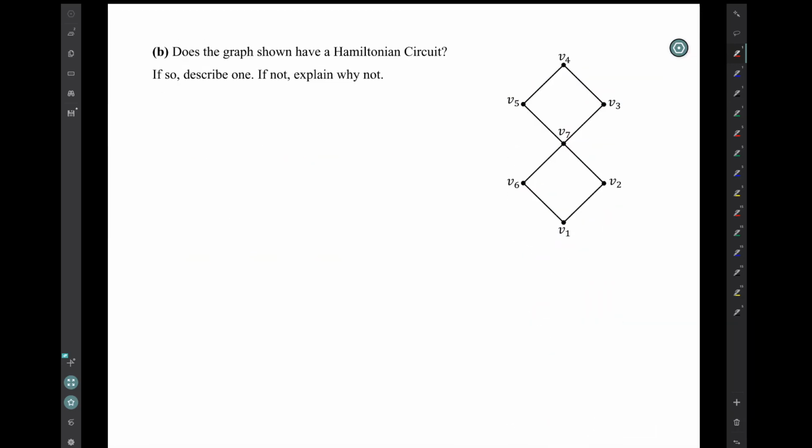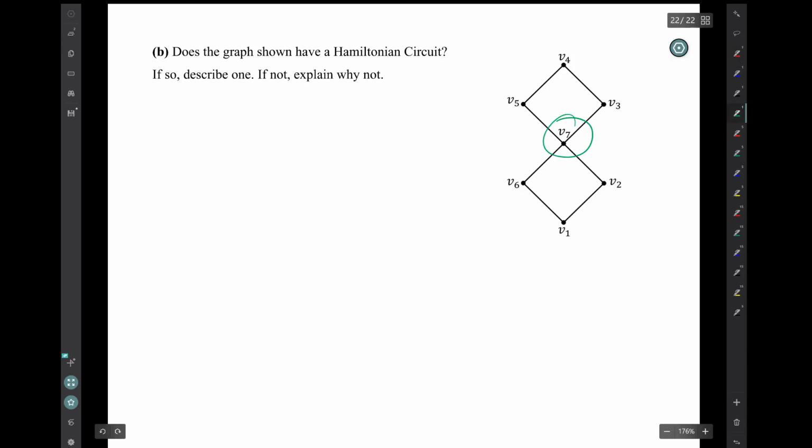Question B. Does this graph have a Hamiltonian circuit? If so, describe one, and if not, explain why not. Well, this graph does not have a Hamiltonian circuit. Now we've got to explain why not. Well, the idea is this. Let's consider what goes on at vertex 7.